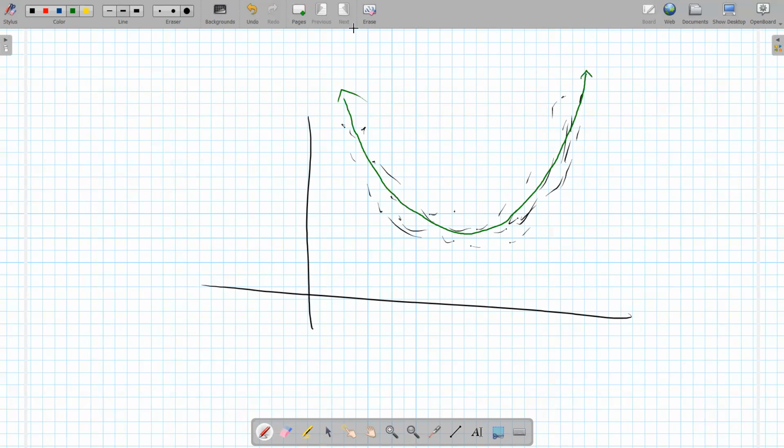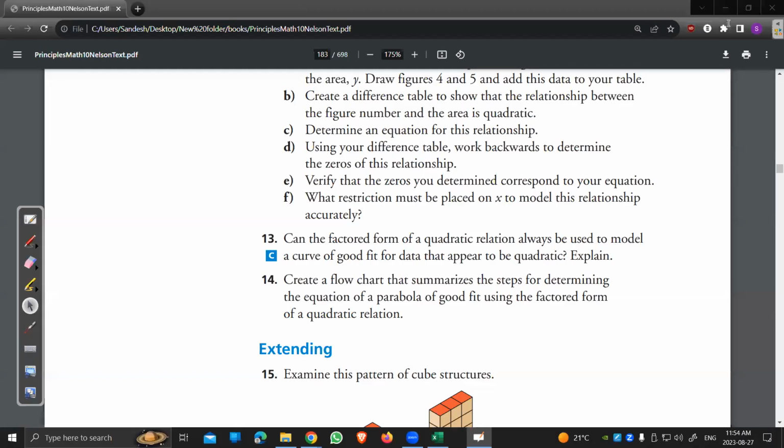What about we flip this question? What if I asked you, can the vertex form? What about now? Yes or no? Can you always use the vertex form to model a quadratic relationship? Yes, you can, because every single quadratic must have a vertex. It doesn't need to have an x-intercept, but it must have a vertex.